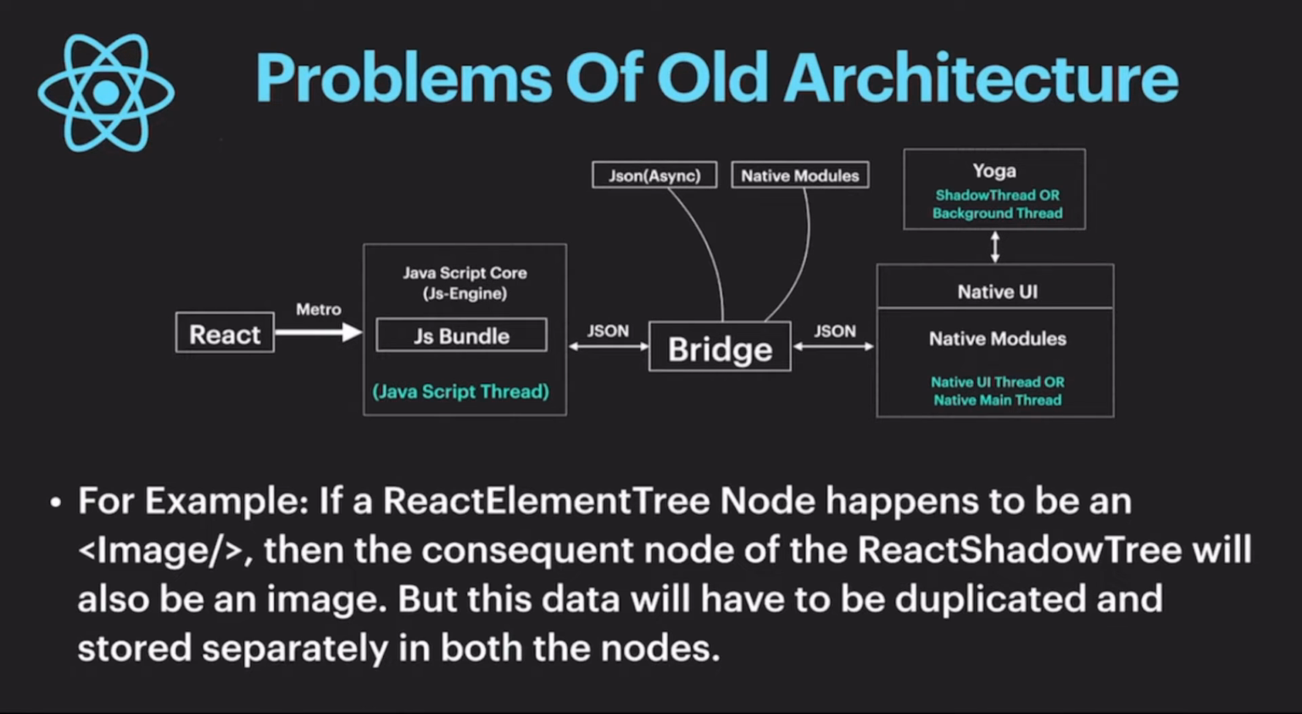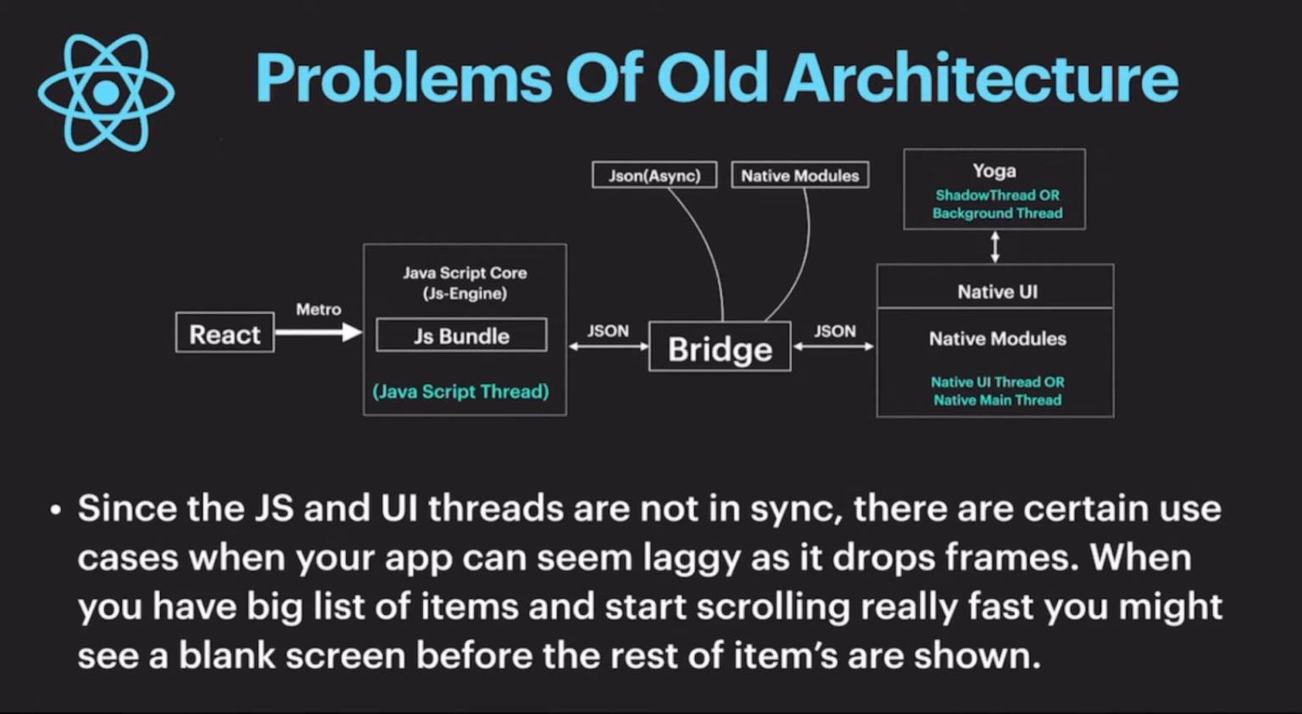This data will be duplicated and stored separately in both nodes. It will be stored in the JavaScript thread and also in the native UI thread, and the data of the image will be duplicated in both nodes. So it is the drawback and problem of the old architecture. Since the JavaScript and UI threads are not in sync, when the JavaScript thread and native UI thread communicate with each other, they communicate in an asynchronous way.